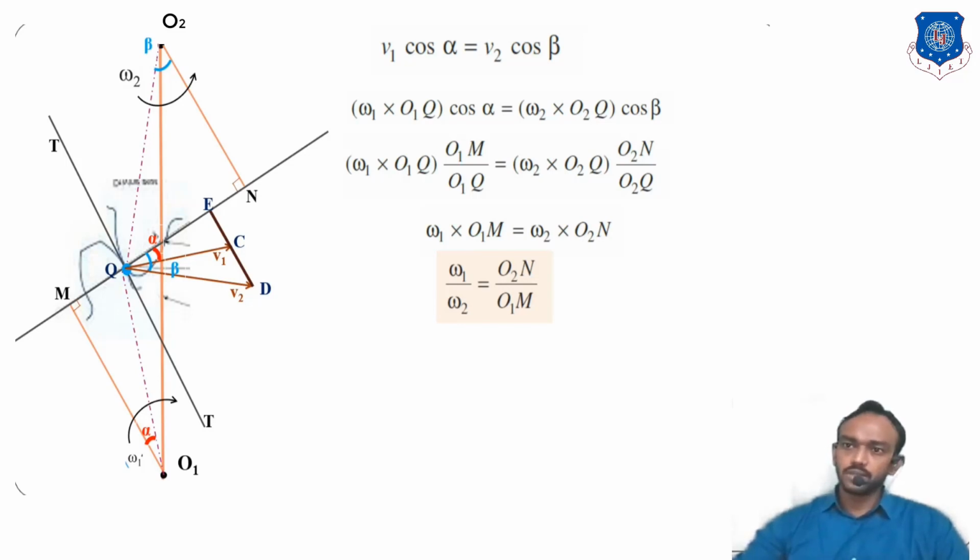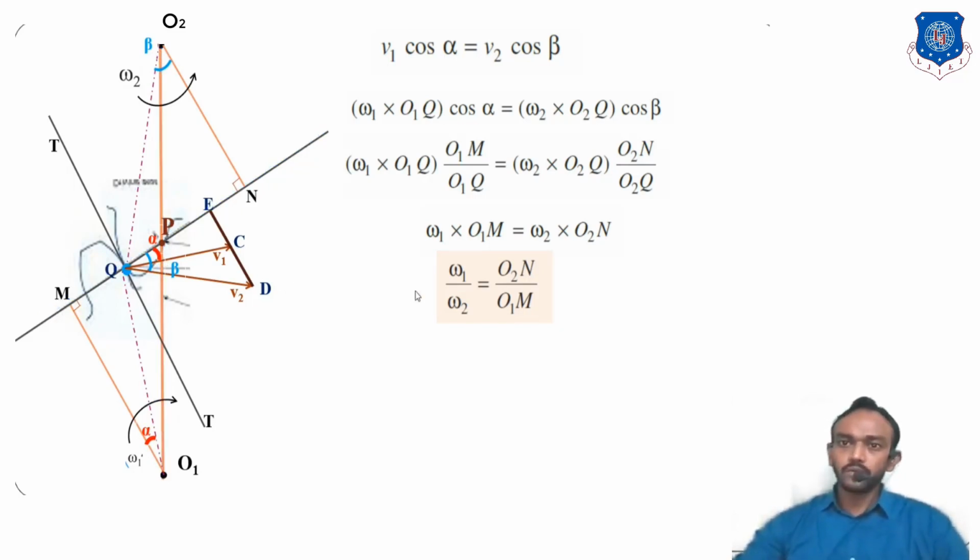We have to consider the pitch point. You can see in the figure right now, the pitch point here is a point of contact of the pitch circles, which always remains at a steady place at the point of contact. So this is the common normal, which intersects the two center lines, and we have considered that as the pitch point.